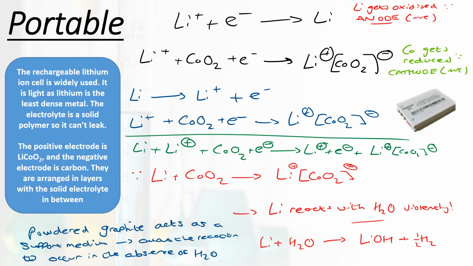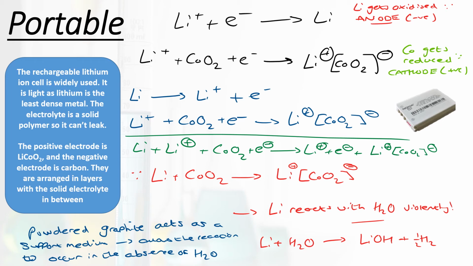So lithium plus the lithium cation plus cobalt oxide plus an electron goes to the lithium ion plus an electron, and then plus this lithium cobalt oxide ionic compound. And so once we cancel out the electron on both sides, and we can also cancel out the lithium cations on both sides, we're simply left with lithium plus cobalt oxide to produce the lithium cobalt oxide ionic compound, the salt.